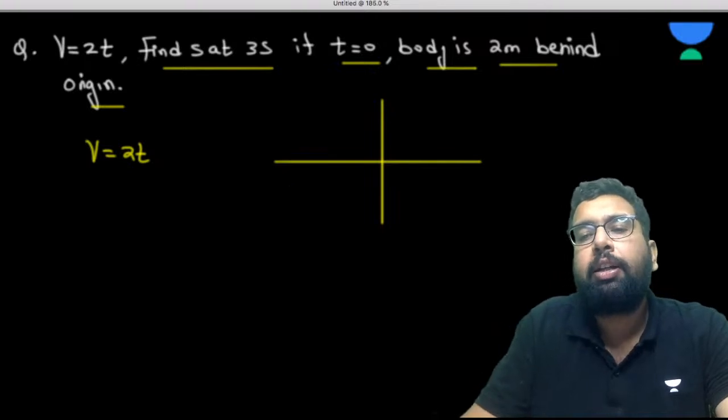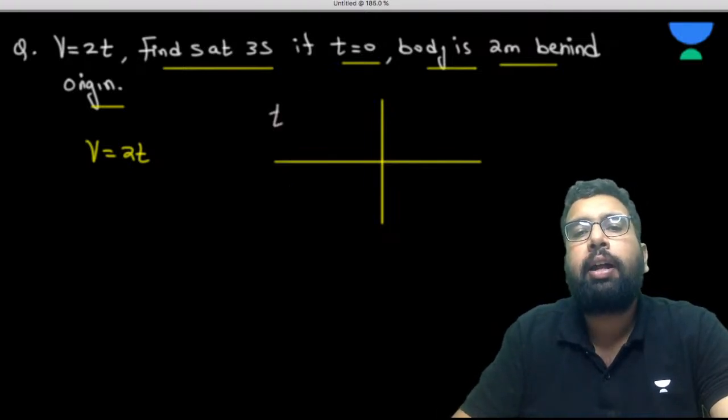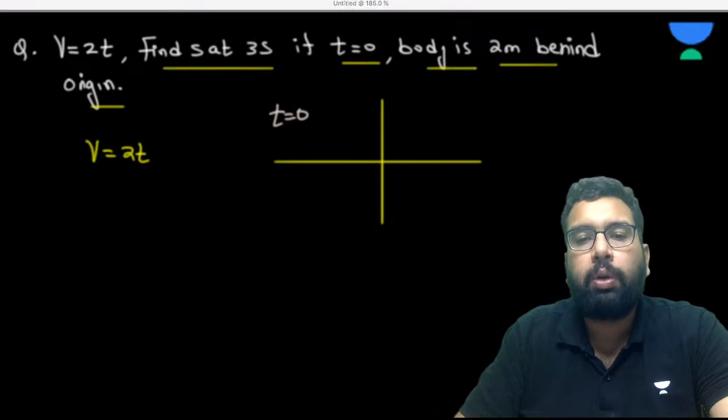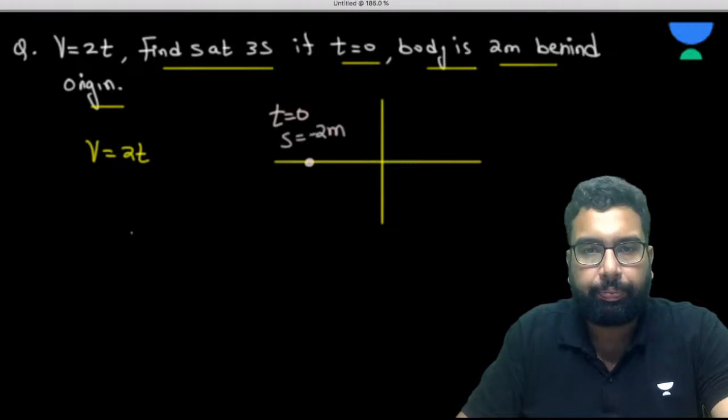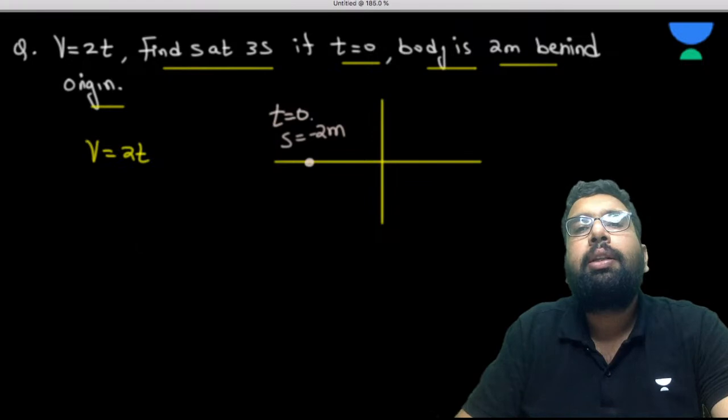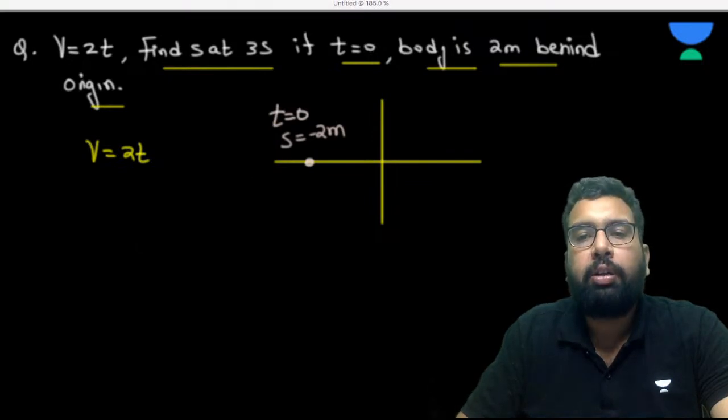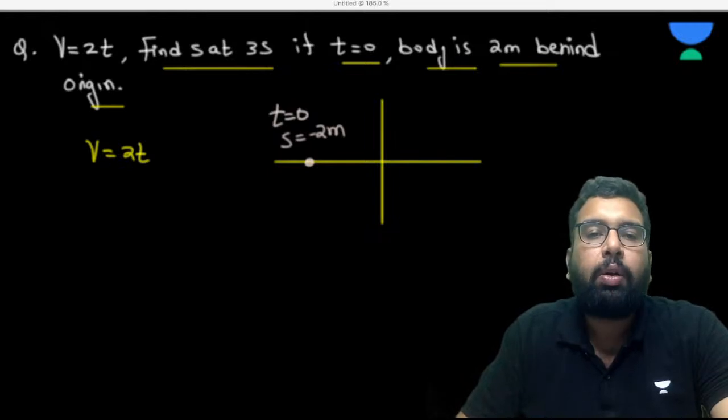Initially, when the motion has started, that is where t is equal to 0. At t is equal to 0, the displacement is 2 meter behind. That means when time is equal to 0, the position of the body is minus 2 meter, right? So this information is there to help us find the constant of integration.